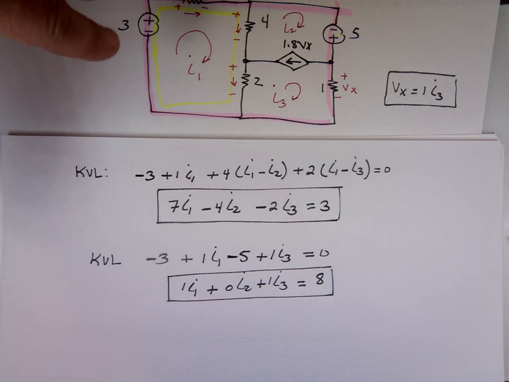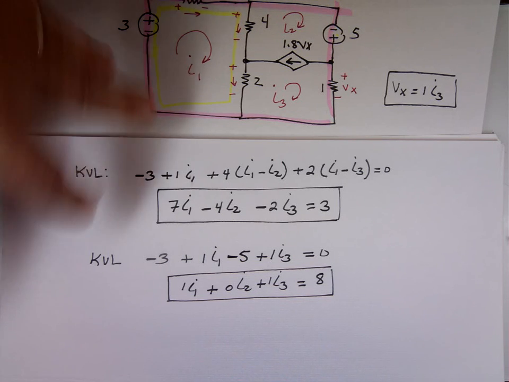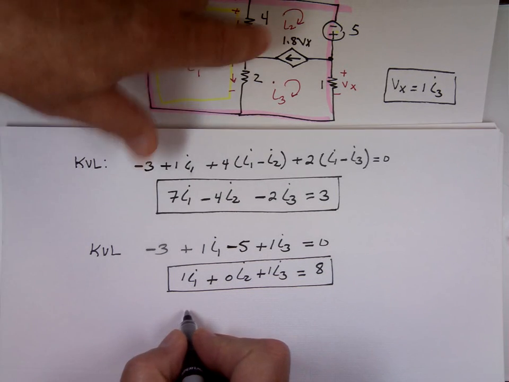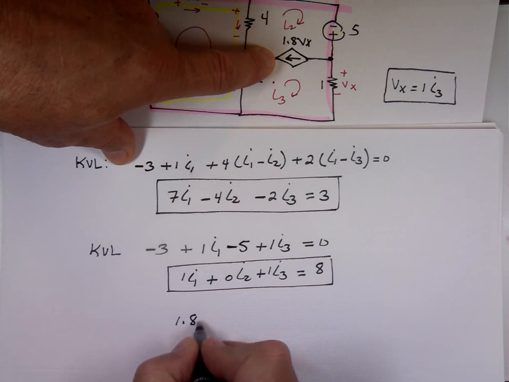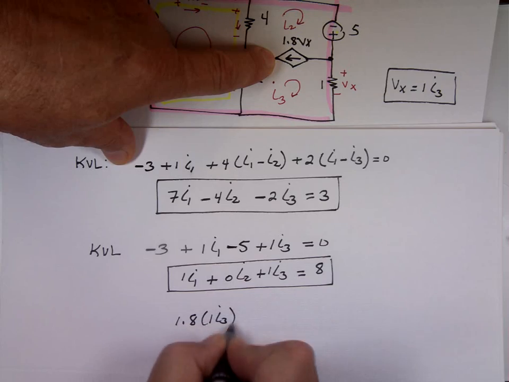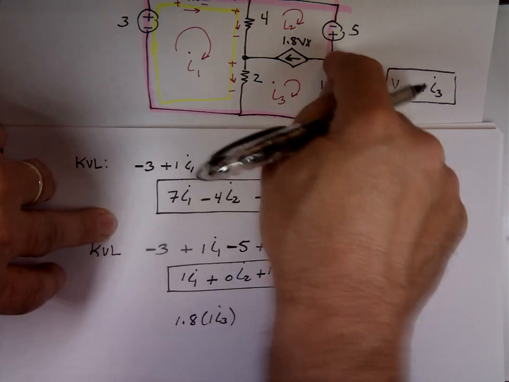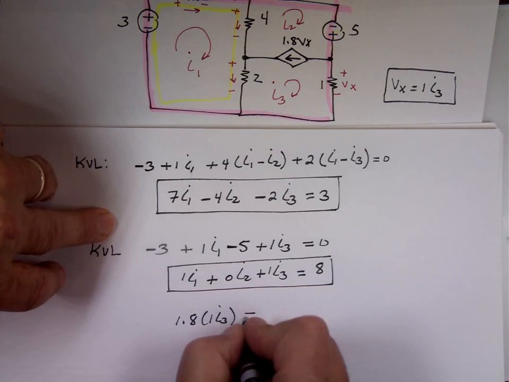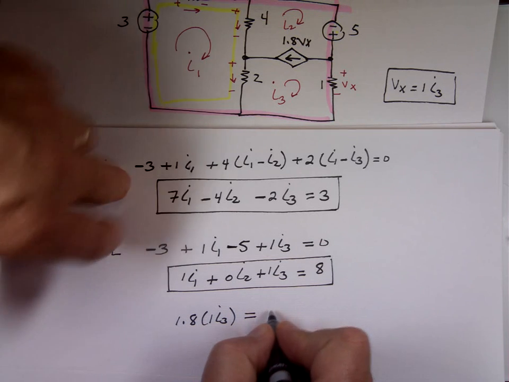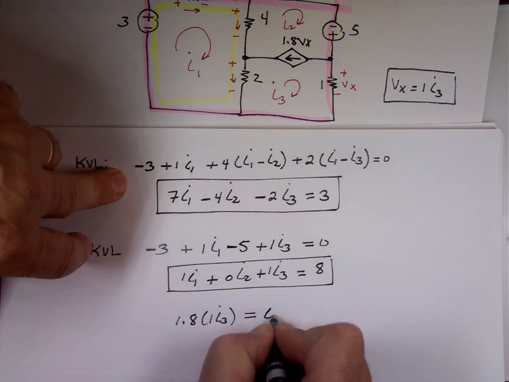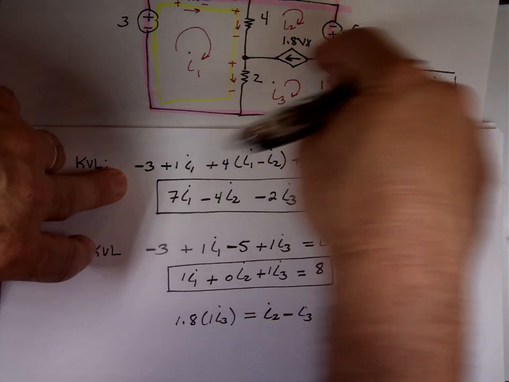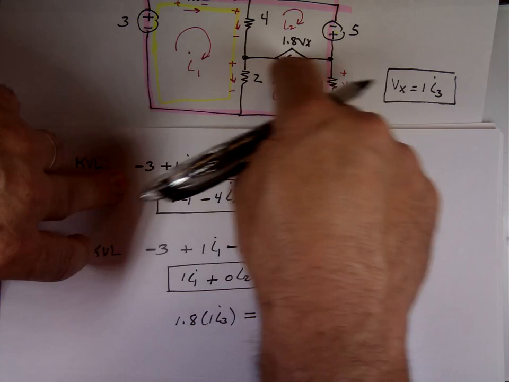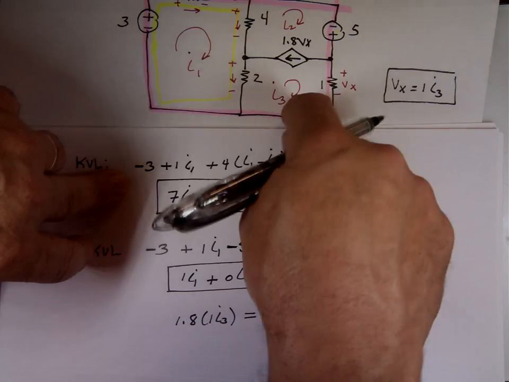Since it's a current source, isn't it 1.8 I sub 3? So that current source, I can use that. That's 1.8 Vx. Vx is what? 1 I sub 3. That's the current going from right to left. That should equal to what? Minus I sub 3. How about I sub 2 minus I sub 3? I sub 2 is pushing current in that direction. I sub 3 is pushing current backward. The difference between this and that should equal to this. That's your third equation.